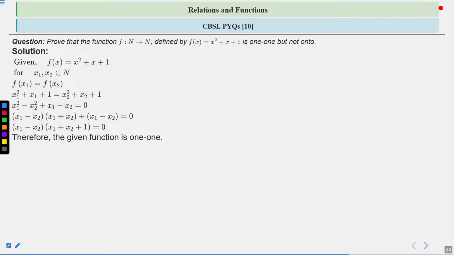Therefore the given function is one-one, because after solving this we will get x1 = x2. So we can say that the given function is a one-one function.